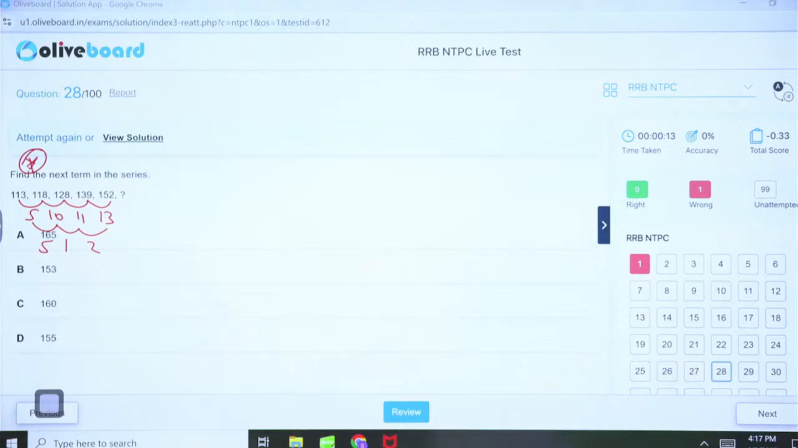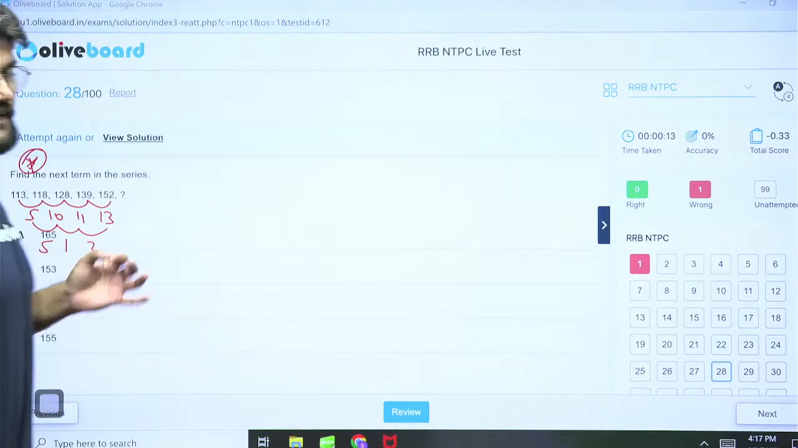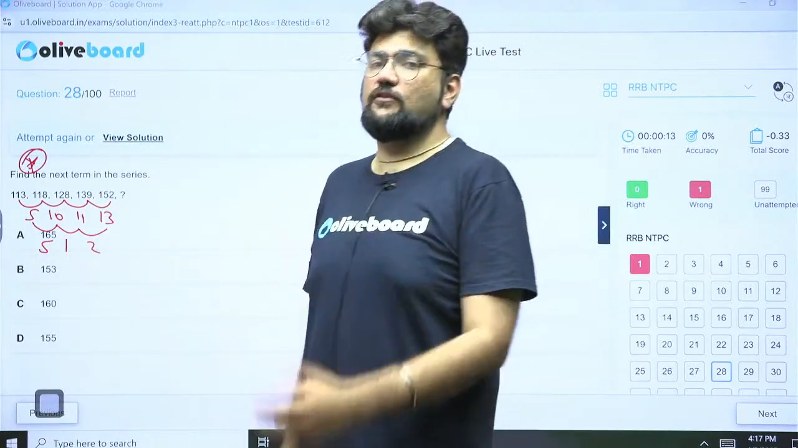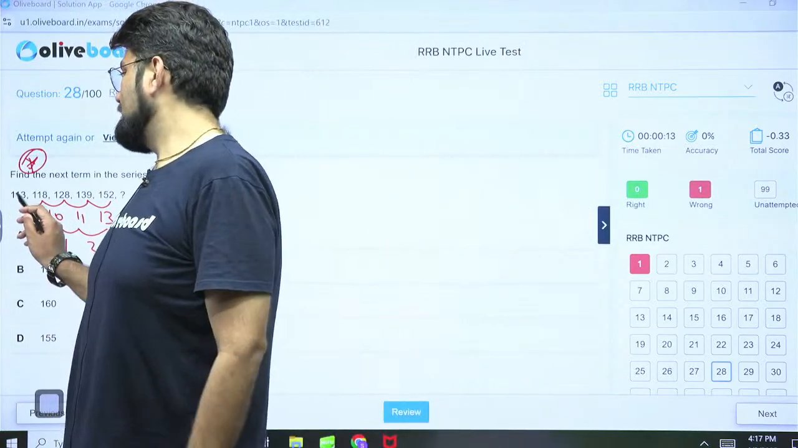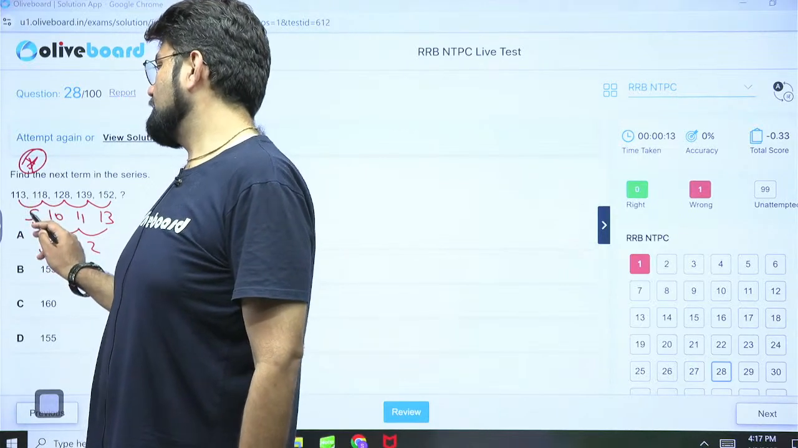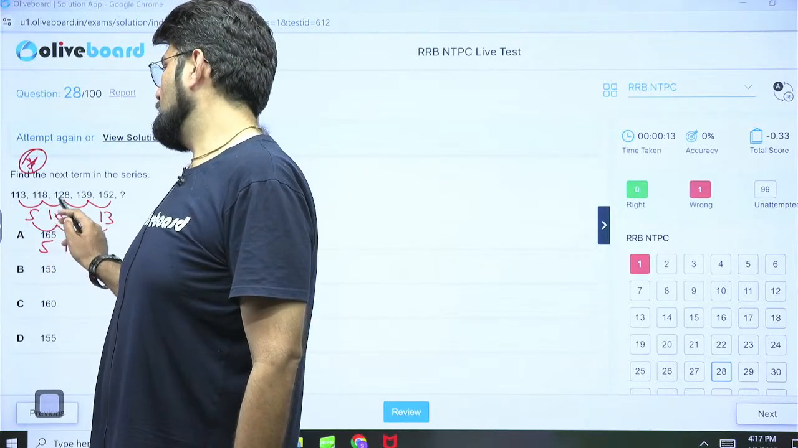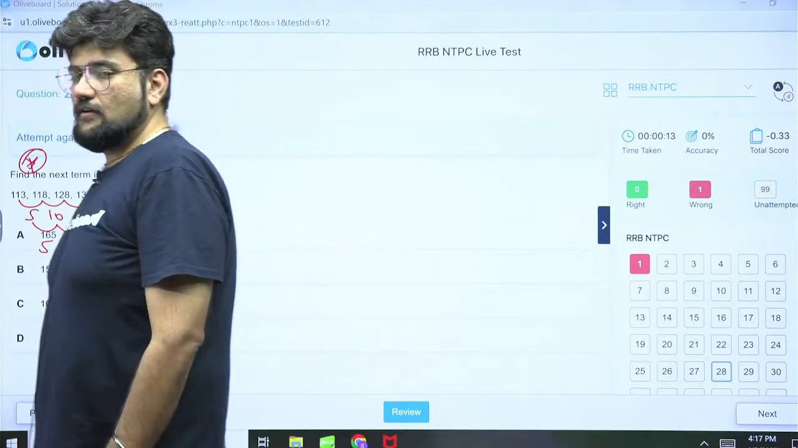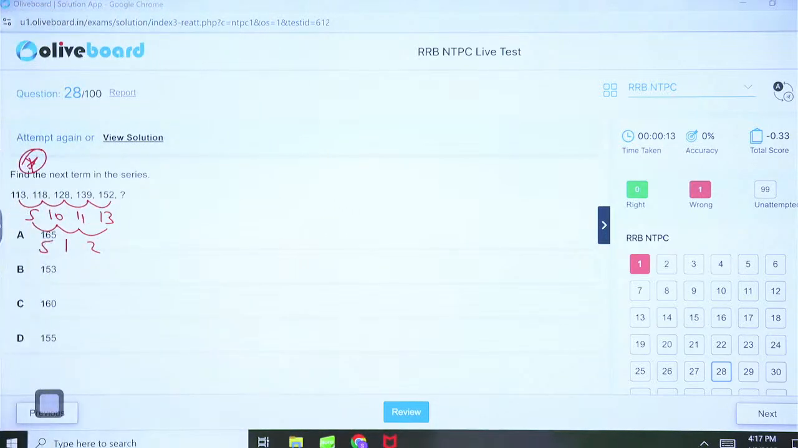No. The other thing is, I've always told you, typical RRB NTPC question. Why? Because they usually use a lot of digit based calculations. Observe carefully. Can you see something between 113 and 5? 118, 10, 128, 11 and 139 and 13. You only tell me. Can you see some relation? I am giving you a hint. Any relation between 113 and 5, 118 and 10, 128 and 11, 139 and 13, 152.